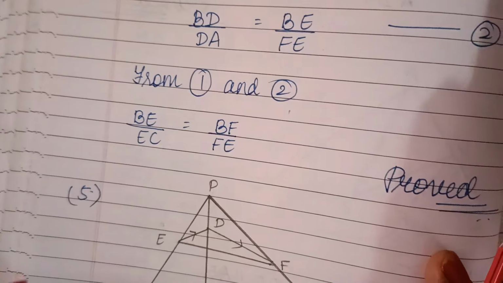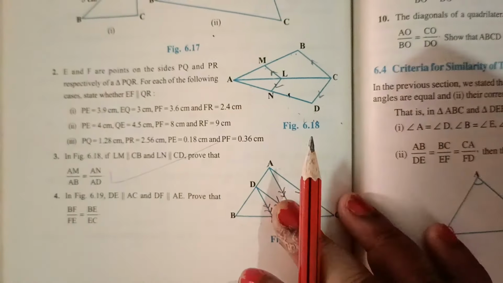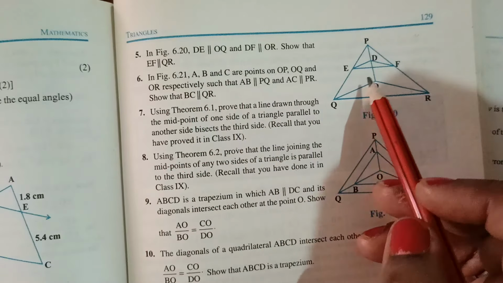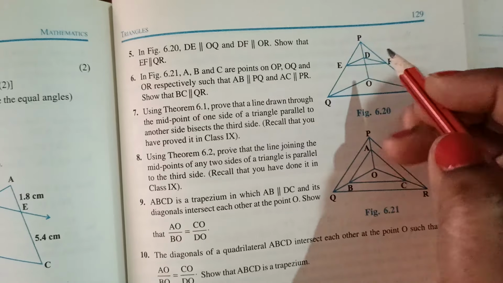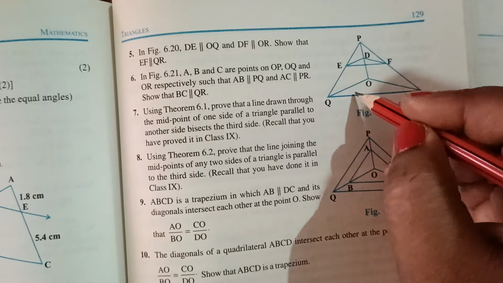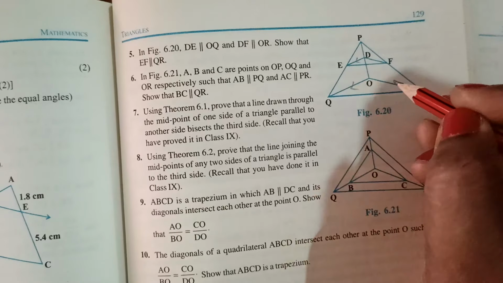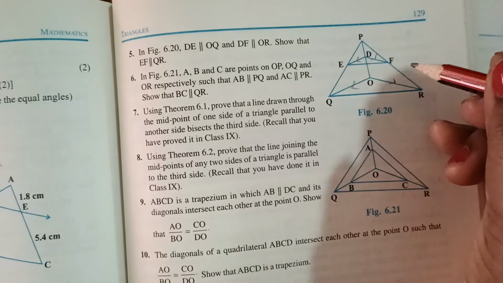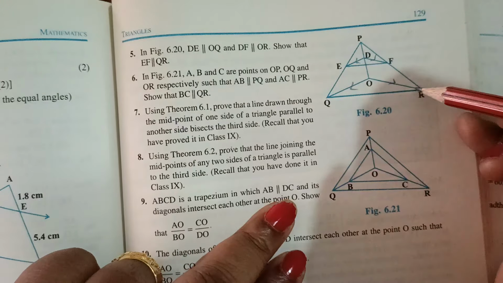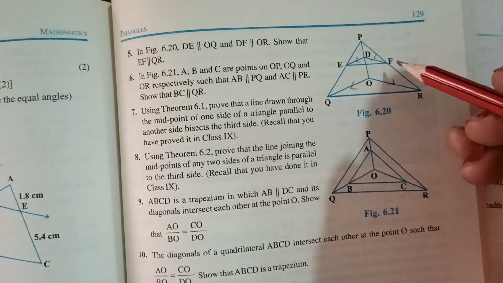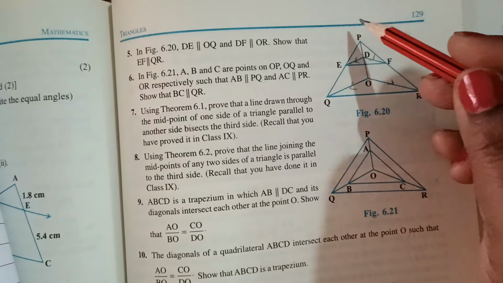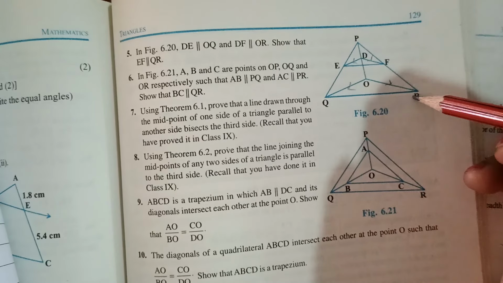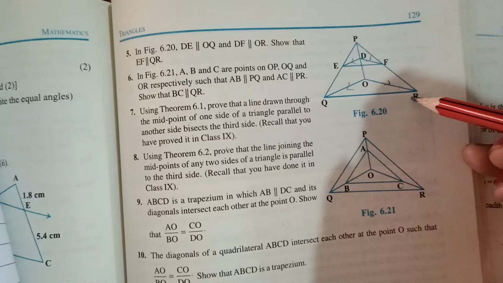Now let us see the next question, question number 5. In the figure, DE is parallel to OQ, and DF is parallel to OR. Show that EF is parallel to QR. So it is given, you will write down: given DE is parallel to OQ and DF is parallel to OR. To prove: EF is parallel to QR.